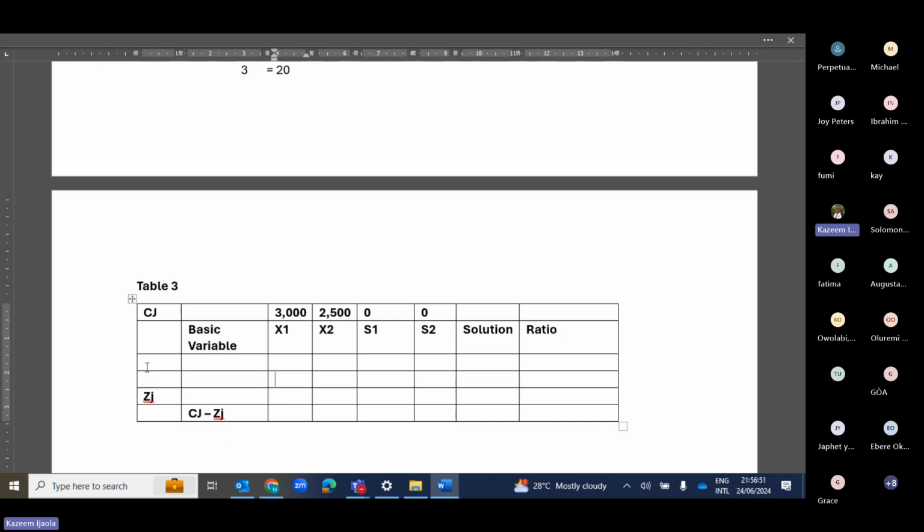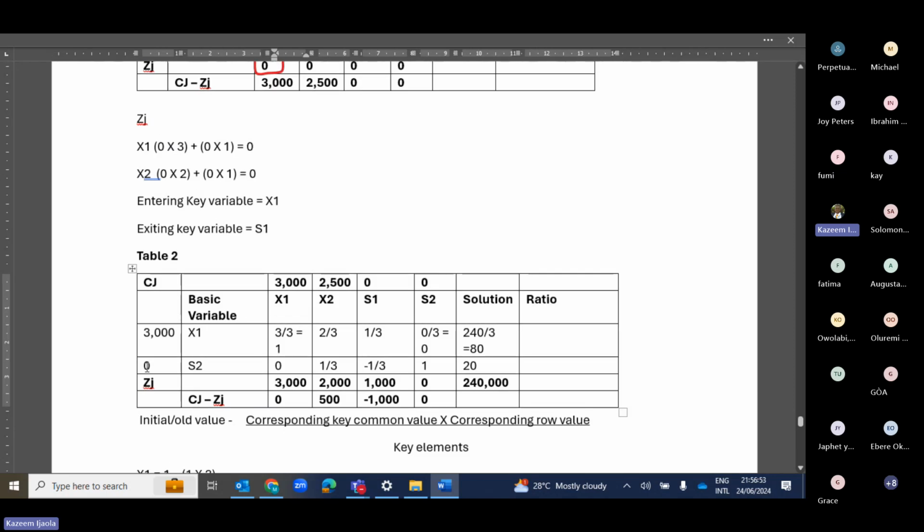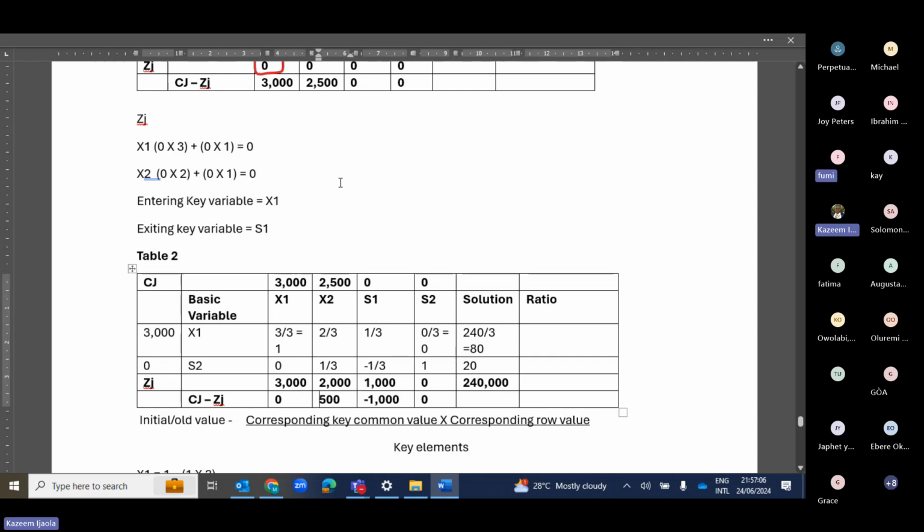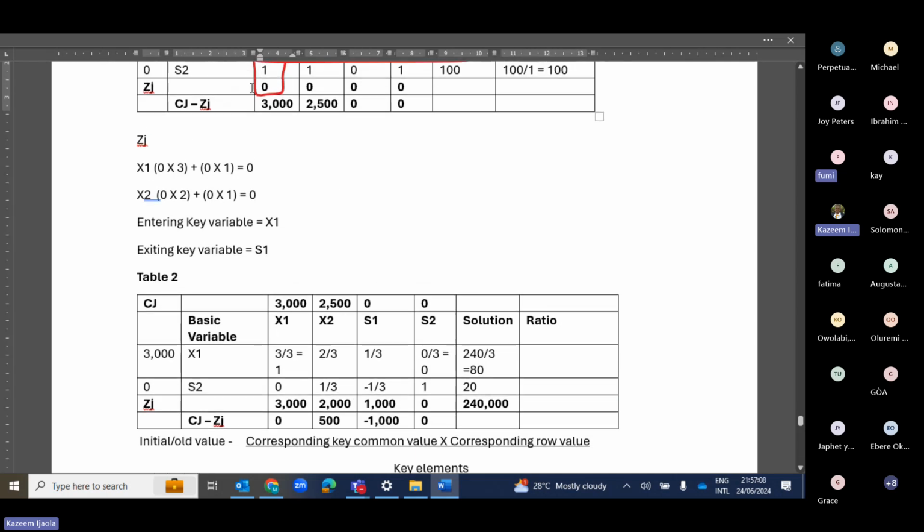Now we need to locate the same thing that we did before. Which one is the highest in CJ minus ZJ? It is 500, which is X2. Yes, that one gives us the highest. So come here, we'll come here like this.